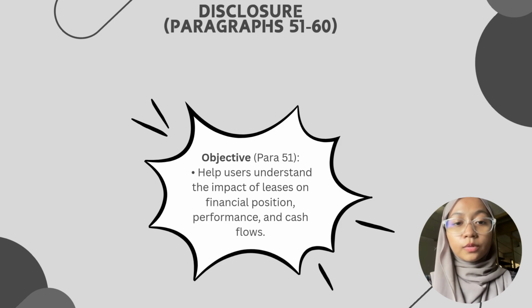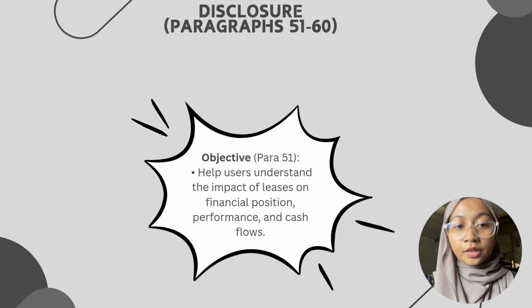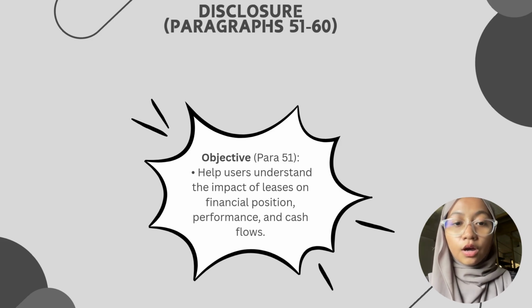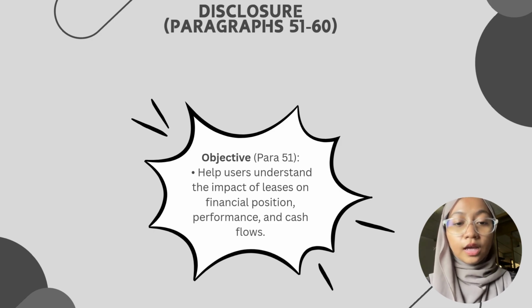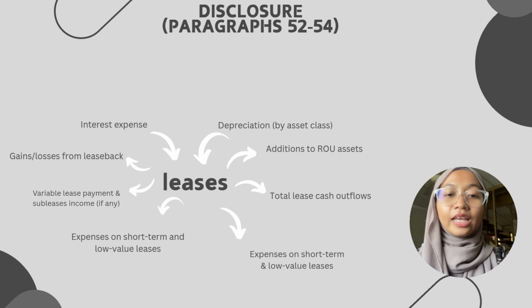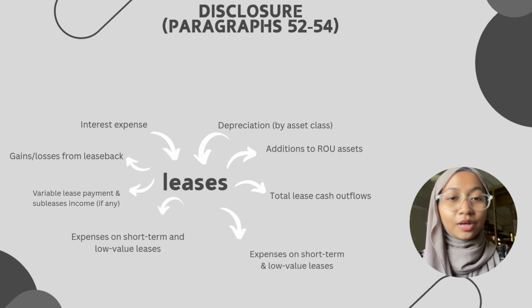I will explain to you about disclosure. First of all, the objective in para 51. The purpose is to help people who read the financial statement, like investors or banks, to clearly see how leases affect the company's assets and debt in financial position, how leases affect profit or loss in performance, and how leases affect the company's cash movement in the cash flows. In short, it shows the real impact of leasing on the company's money, property, and results, so the user can make a better decision. Okay, next we move on to disclosure, para 52 until 54.